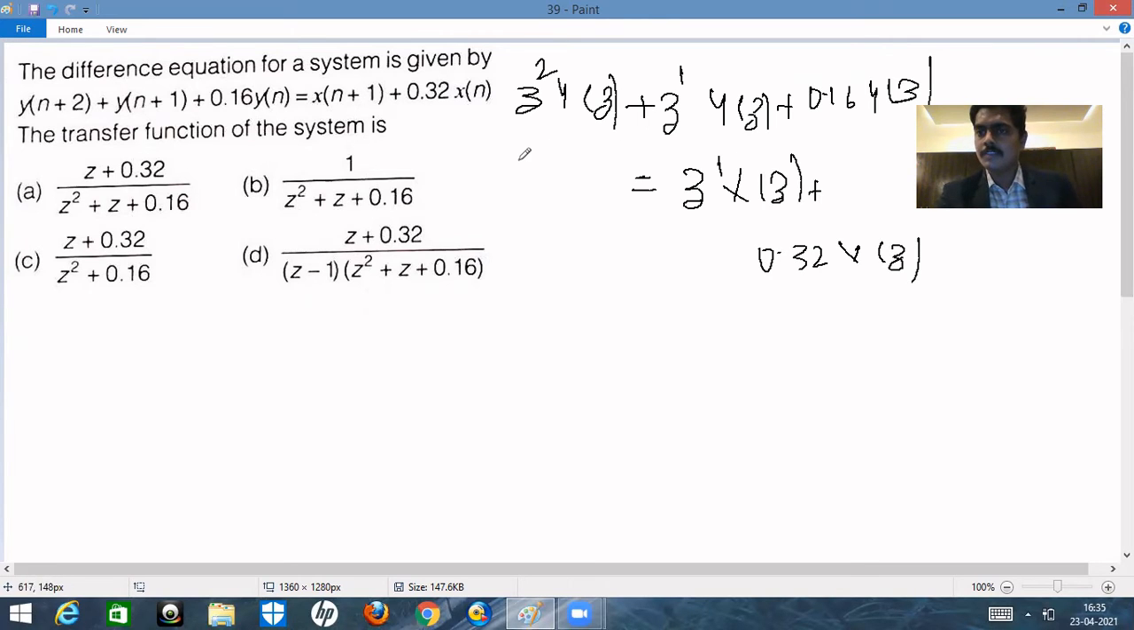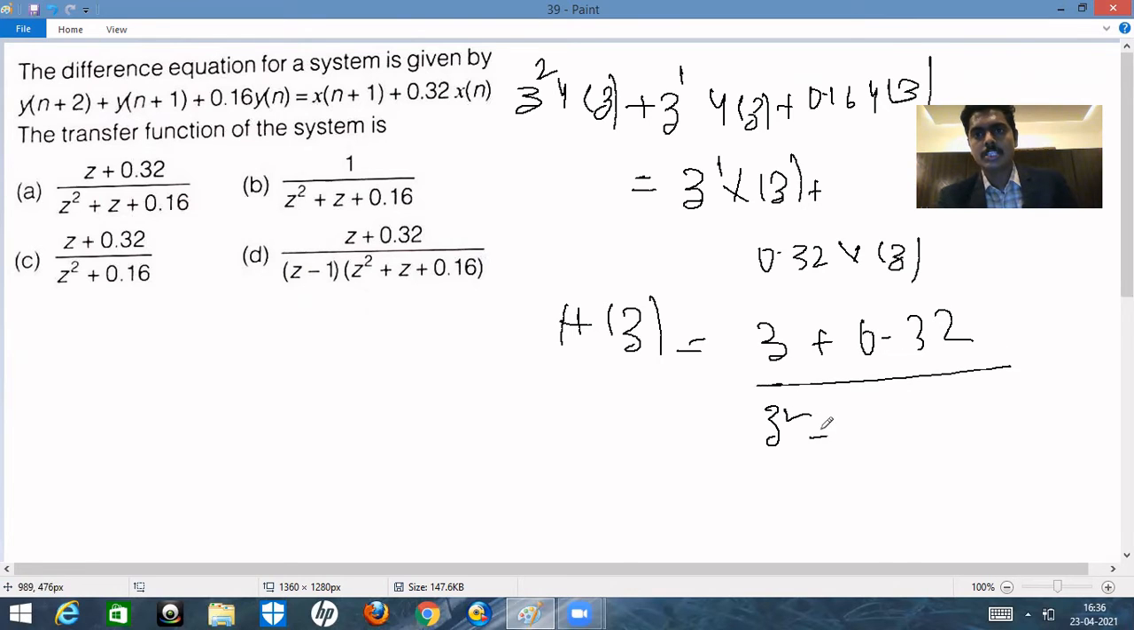If you take y of z on the left hand side and x of z on the right hand side, and if you send both on one side, you will get h of z is equal to simply z plus 0.32 divided by, here in the denominator you will get z square plus z plus 0.16, isn't it? So you have z plus 0.32 by z square plus z plus 0.16, which is nothing but option A simply. Okay.